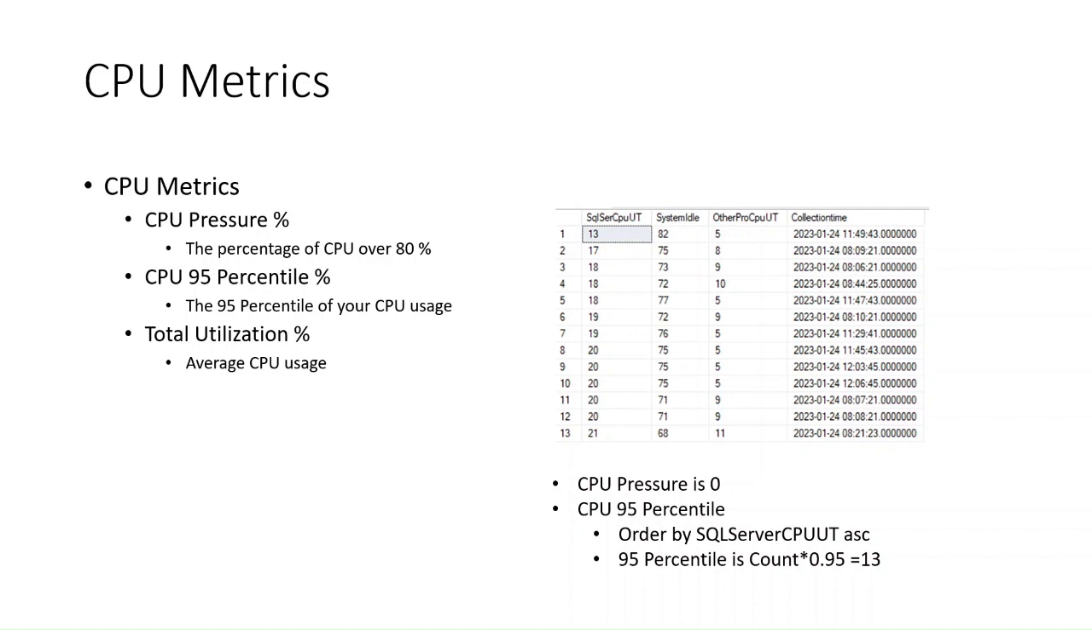As I said, we collect the SQL Server specific usage. And this table will show the SQL Server specific CPU utilization versus the other processes on your server and the system idle. The 80 percentile, as I said, will check any collection point that's over 80. In this example, none of those collections are over 80, so it's going to show 0.